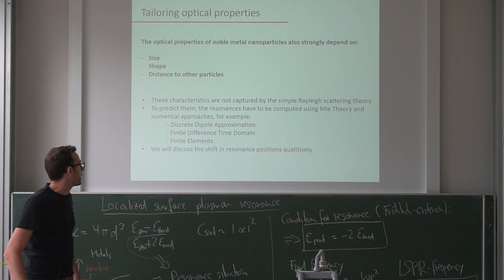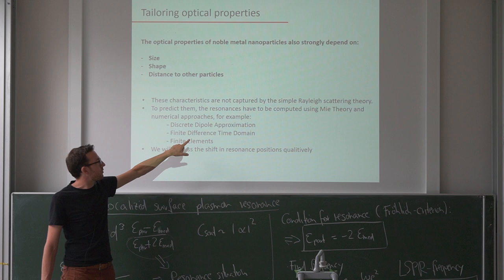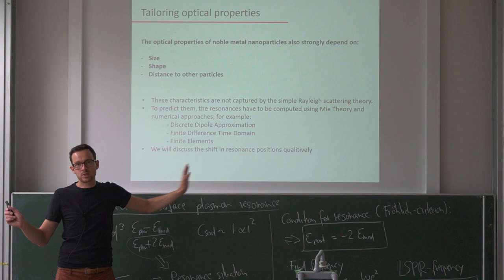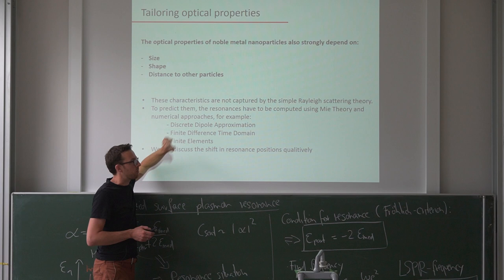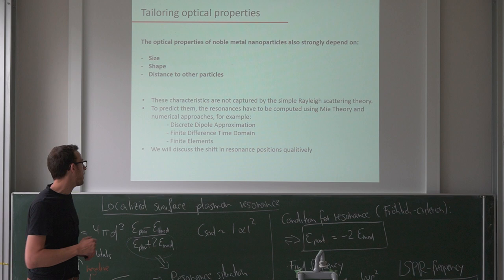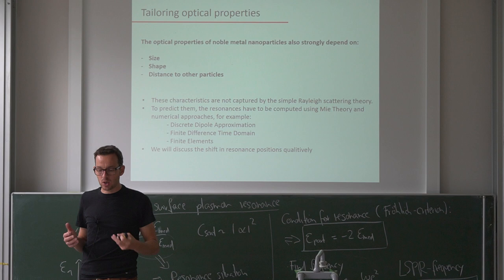And this can be done by different methods: the discrete dipole approximation, finite difference time domain or FDTD simulations, or finite elements. All of these I do not want to discuss in this lecture because it's much too specialized and becomes much too time-consuming and complex to be covered in this introductory lecture. Long story short, what I just want to show you is that there are possibilities to actually compute this, and you will see some examples of this later. What we want to do now is rather discuss these shifts in resonance very qualitatively, to give you a picture and a feeling of how these particles change.